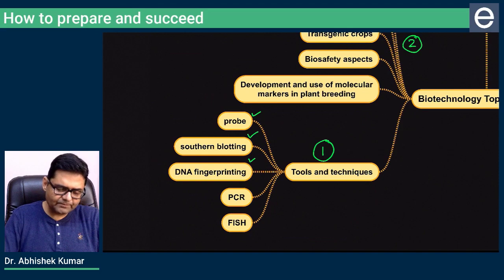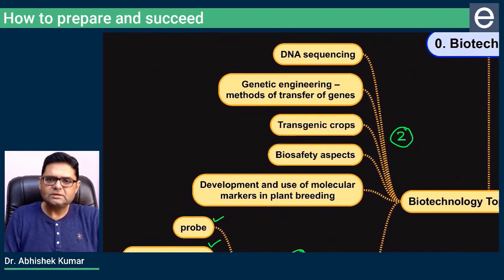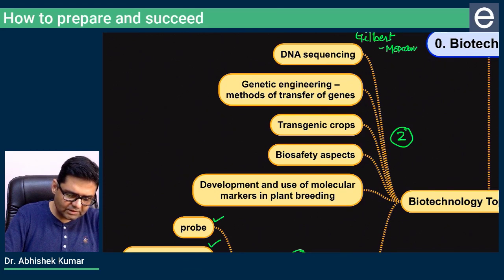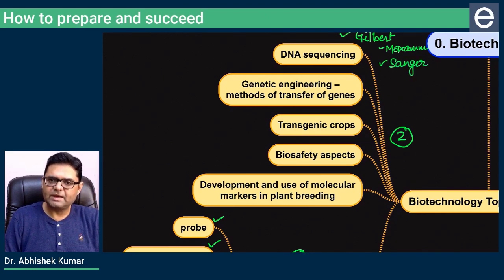Once you are done with that, you will be coming with the transgenic technology and some of the related technology. First topic is DNA sequencing. In DNA sequencing, you should be doing both Gilbert and Maxam method. It is also called Maxam-Gilbert. So Gilbert and Maxam method that you have to do. At the same time, you should be doing Frederick Sanger's method. Both the methods have been asked in the examination, and you need to do them as separate short notes.